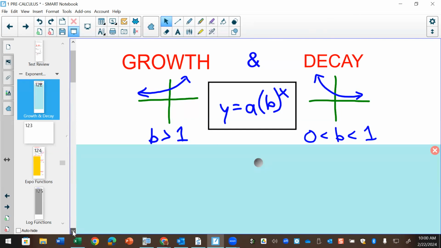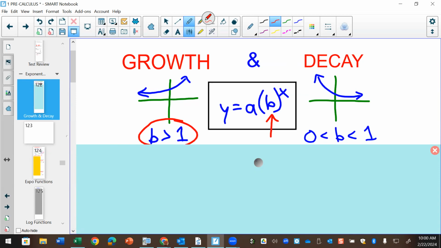So in the box, you'll see an exponential equation. And baby B is the one that will tell us growth or decay. Baby B. If B is big, big B, growth. Bigger than one. Okay, and what if it's small like a fraction? Decay.